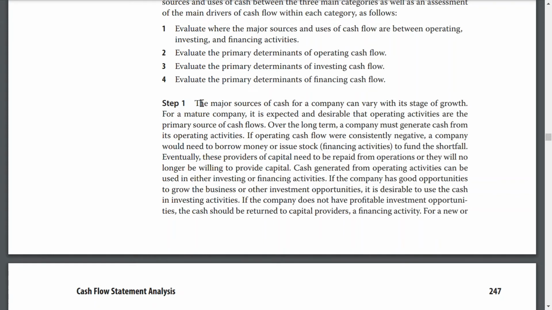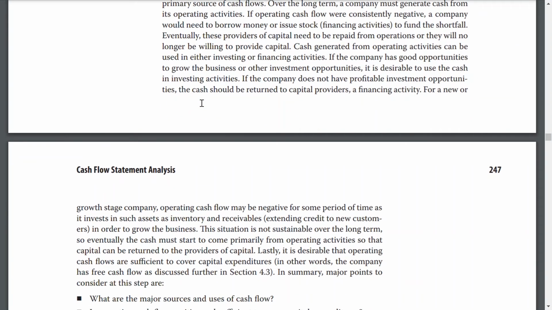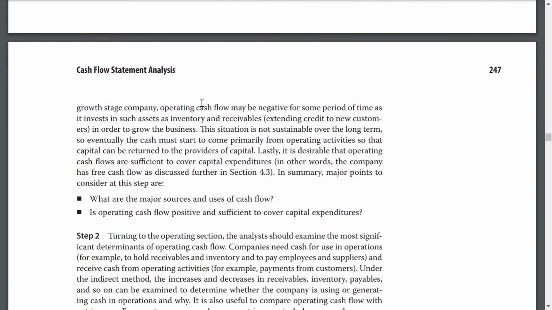Cash generated from operating activities can be used in either investing or financing activities. If the company has good opportunities to grow the business or other investment opportunities, it is desirable to use the cash in investing activities. If the company does not have profitable investment opportunities, the cash should be returned to capital providers through financing activities, or for a new growth stage company.